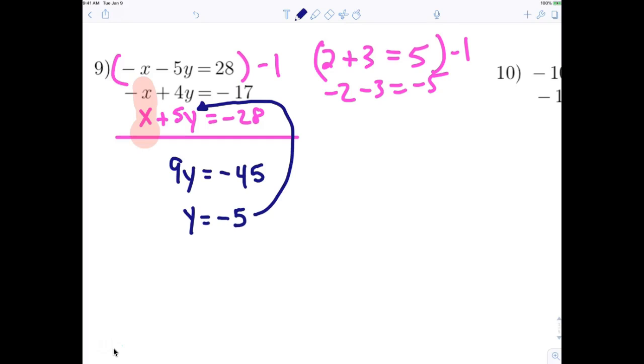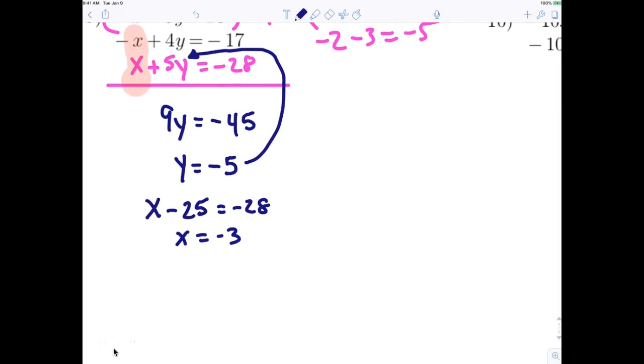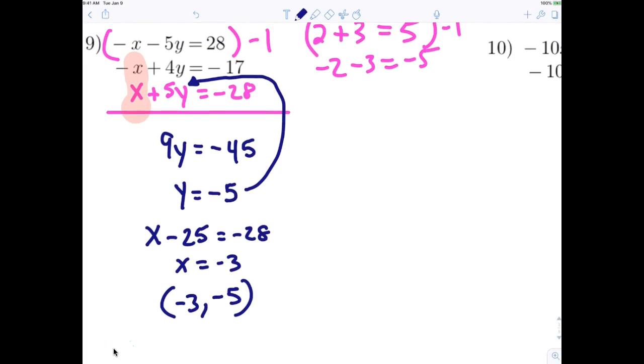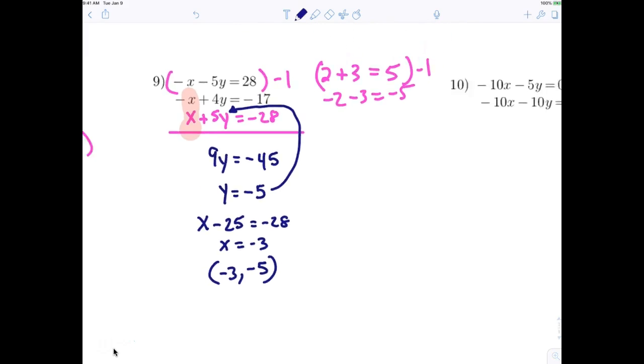All right? So now I would have x minus 25 equals negative 28. So x would equal negative 3. And when x is negative 3, y is negative 5. So if I were to graph those 2 lines, you would see that they intersect at negative 3, negative 5.